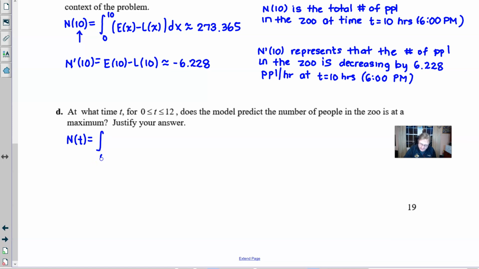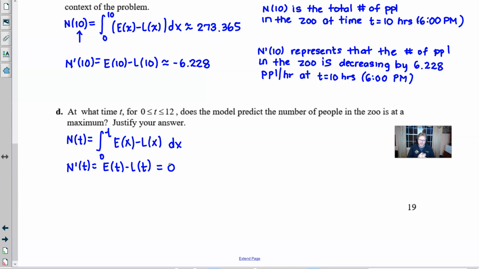When you integrate from 0 to t of the function E minus the function L, you end up with the total number of people. So if we want to analyze when N is going to be at a max, all we have to do is take the derivative of N. N prime of t is, like we saw before, E of t minus L of t. So we like to find out where these critical numbers occur. When does N prime equal 0? Well, that's going to occur when E minus L is 0.